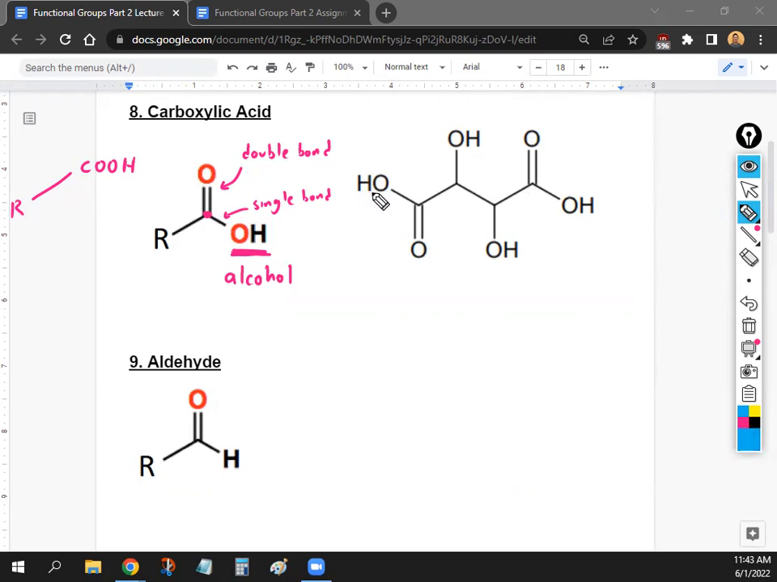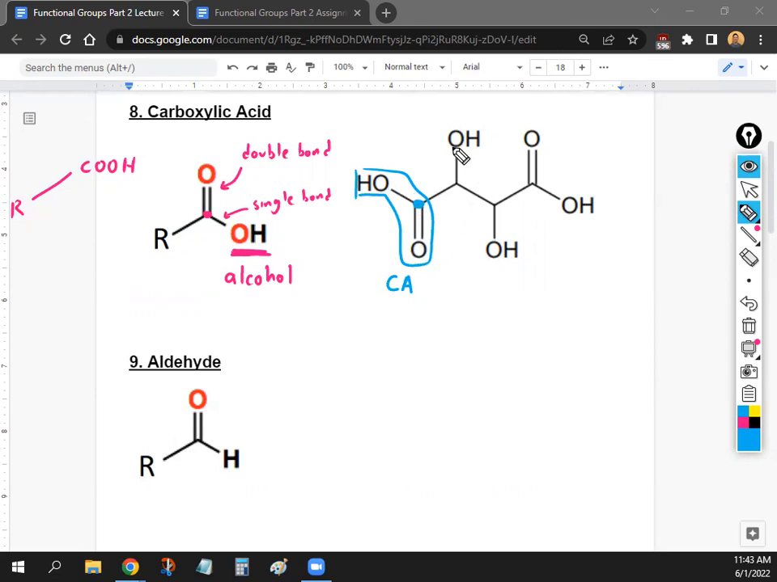Okay, so let's look at this first OH right here. Let's see if we can tell if this is an alcohol or a carboxylic acid. So this OH is connected to a carbon right here, right? And so this carbon has a double bond to an oxygen, which means that this section of the molecule is going to be your carboxylic acid. And I'm going to abbreviate it as CA.